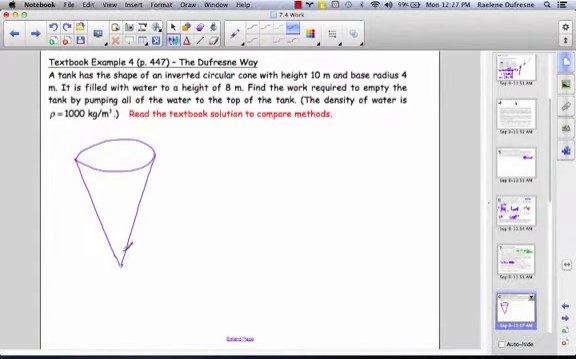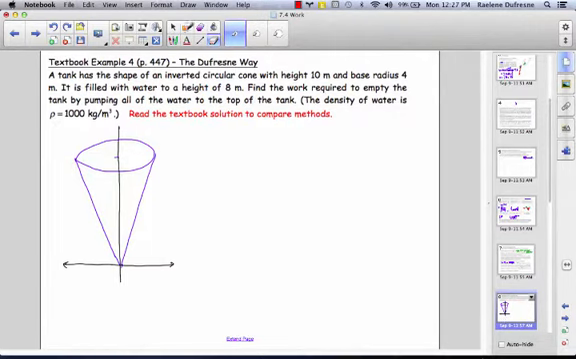And we have water, not all the way to the top. We have water to a height of 8 meters, and the top is at 10 meters. So I'm actually going to right away put in my coordinate system, and I'm going to put the vertex of the cone at the origin. And so I see here that I've got 10 meters, and here I've got 8 meters.